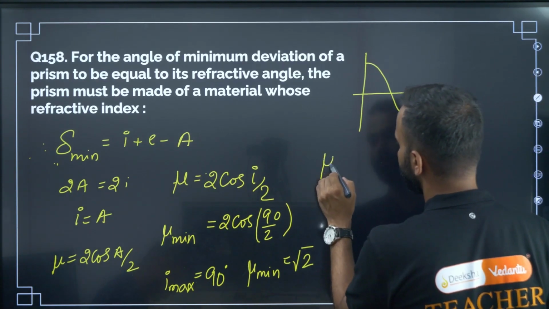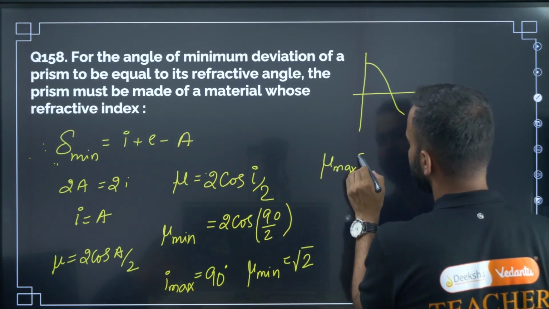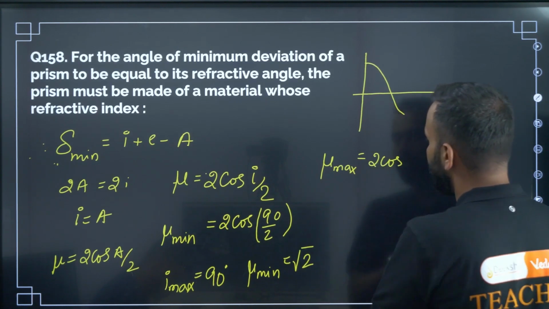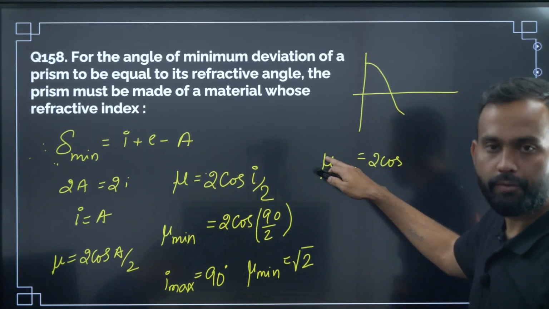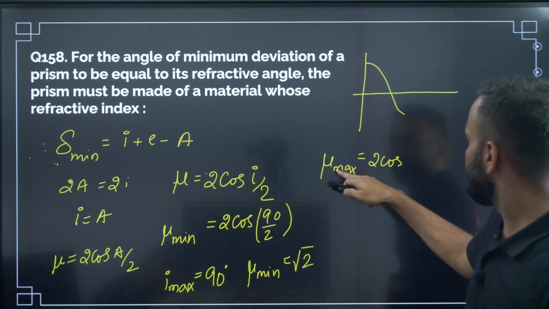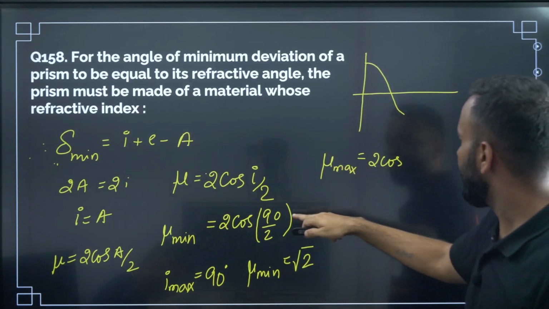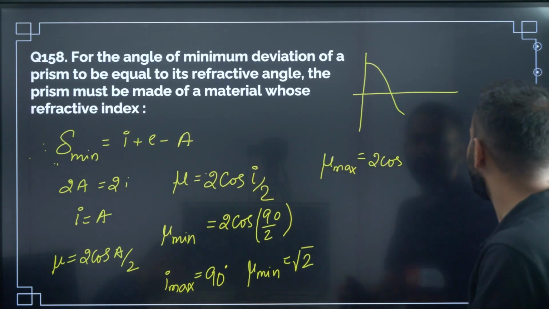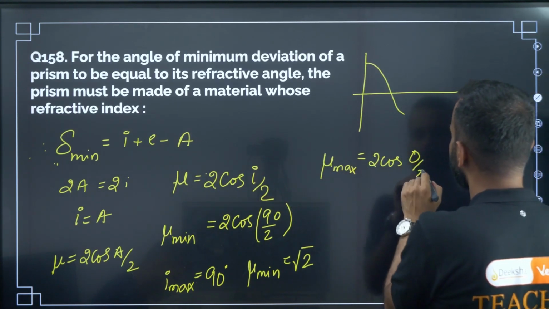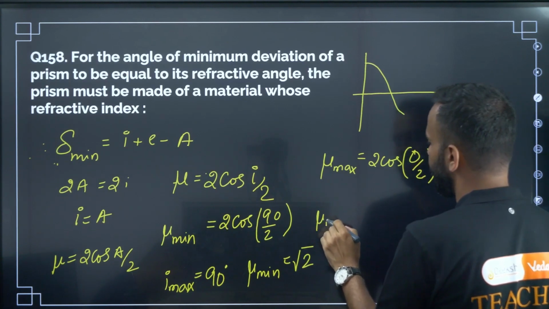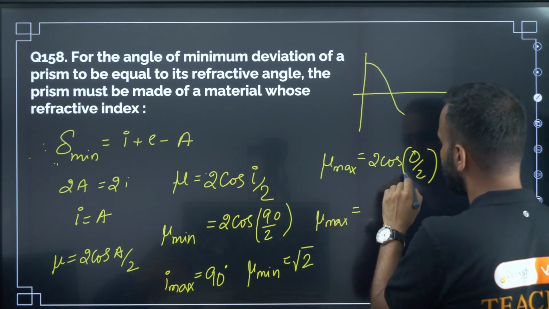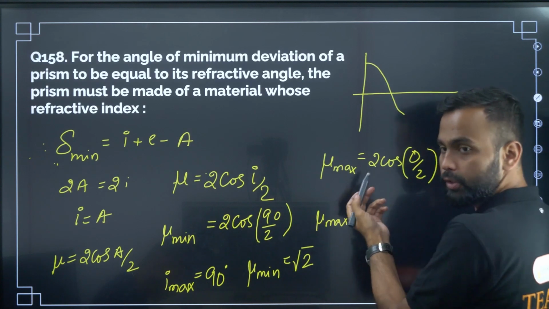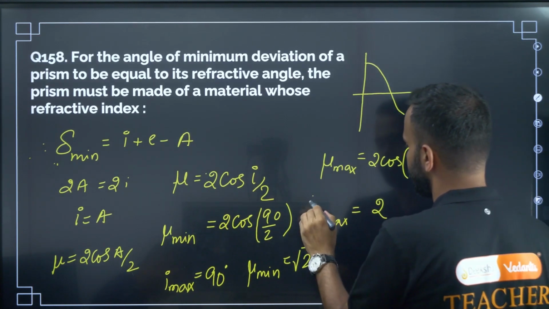The maximum value of the refractive index, mu max, is equal to 2 cos. Here we want to find the maximum value of the refractive index, right? Then the value of i has to be minimum, isn't it? That is 0 degree. So 0 by 2 is 0 only. So mu max is equal to 2 into cos 0, which is 1, so it is just 2.